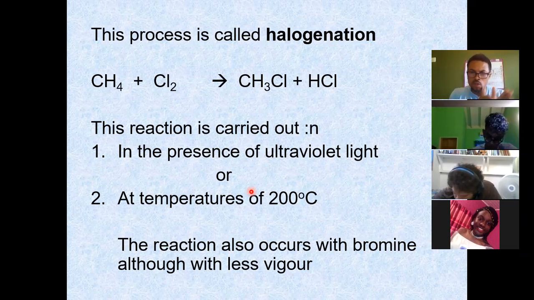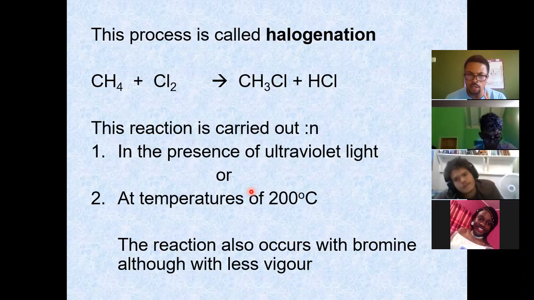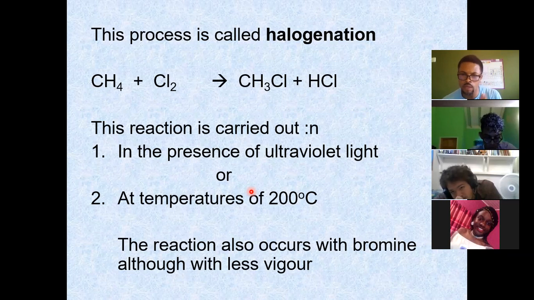So this takes stages. You need to know the stages and the process and the products that you have at each stage, because sometimes they ask you about it. So take a note of it. Very important. Also note that bromine is less vigorous, so if there's no light, it's not going to react with the bromine. Anybody have a question?